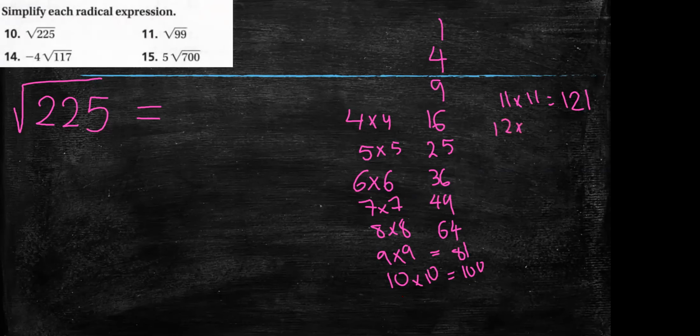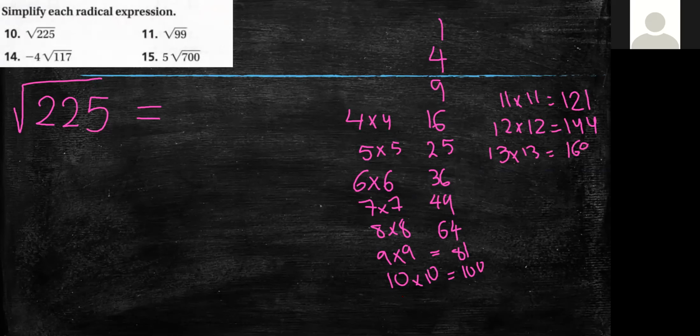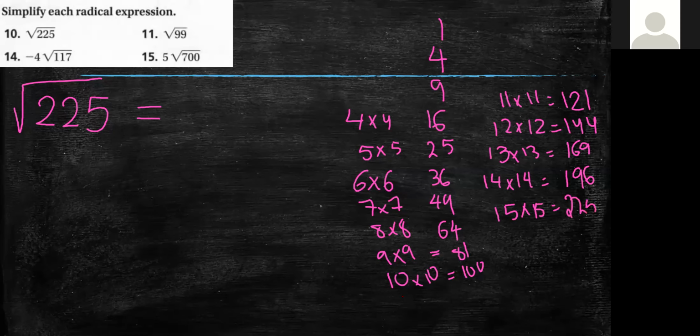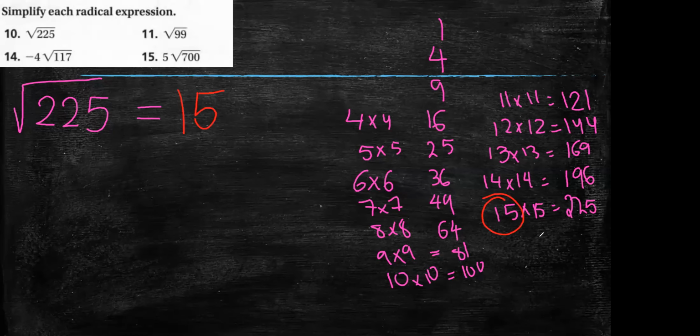12 times 12, 144. 13 times 13, 169. 14 times 14, 196. 15 times 15, 225. So what is the square root of 225? It's 15, only 15. So this is an easier one. Is it right? Yes.